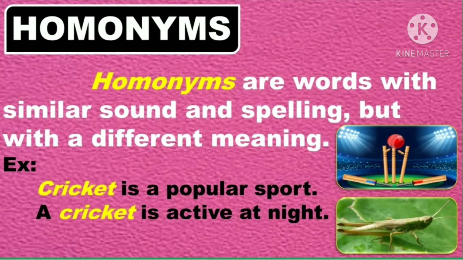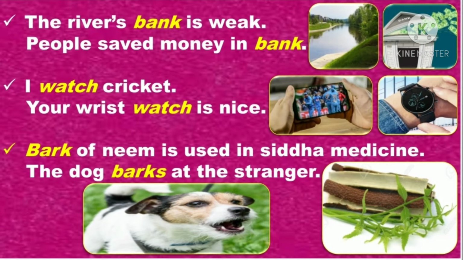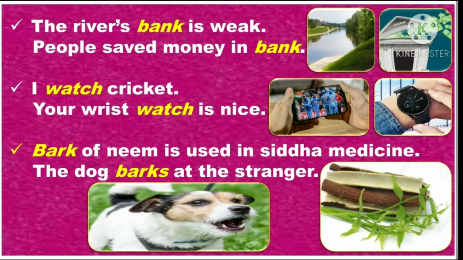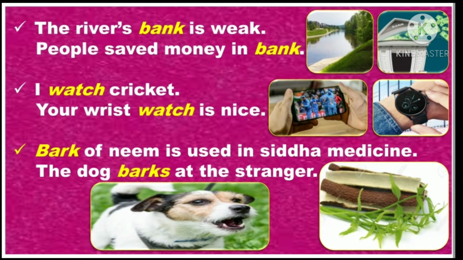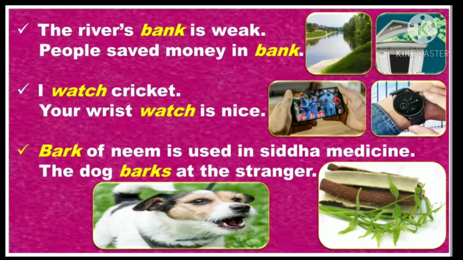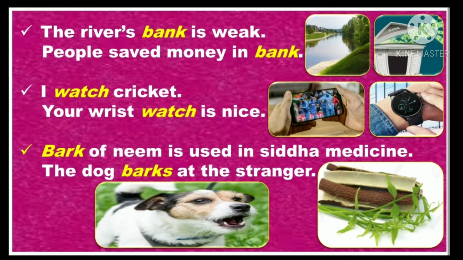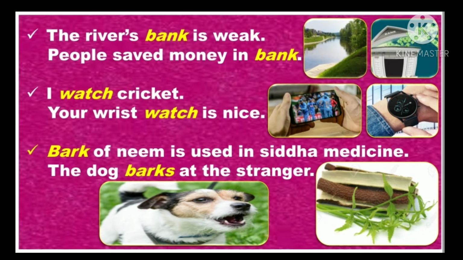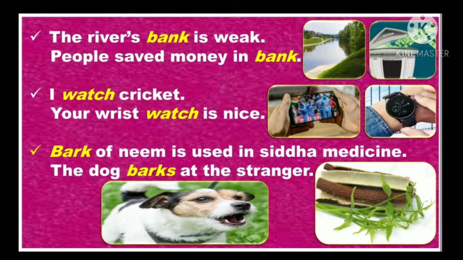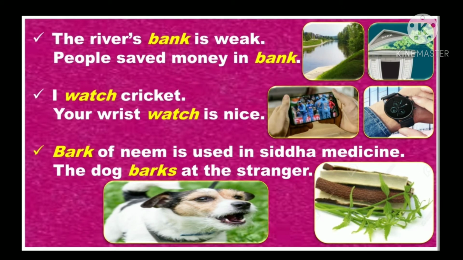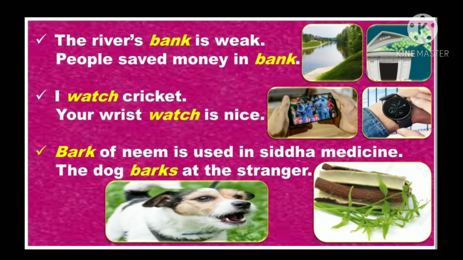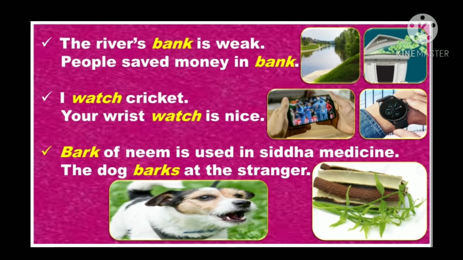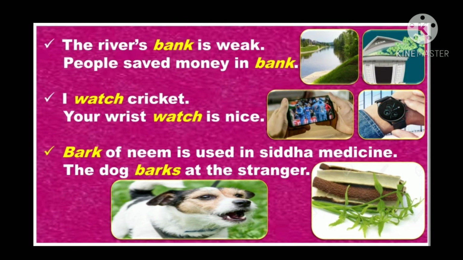Got it? Okay. Let's see a few more examples. Look at the first one. The river's bank is weak. People saved money in the bank. So just see the highlighted word bank. The first bank is a river bank and the second bank is a money bank. See the second example. I watch cricket. Your wrist watch is nice. So the first watch is seeing, watching, and the second watch is a wrist watch.